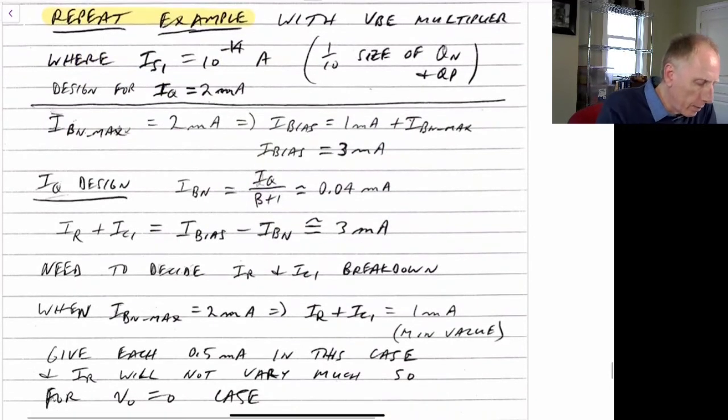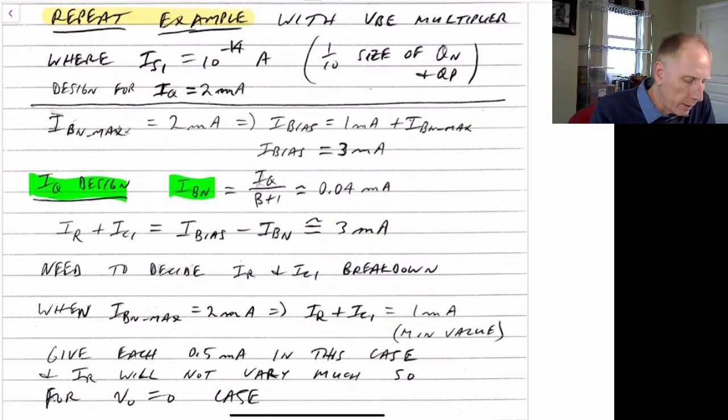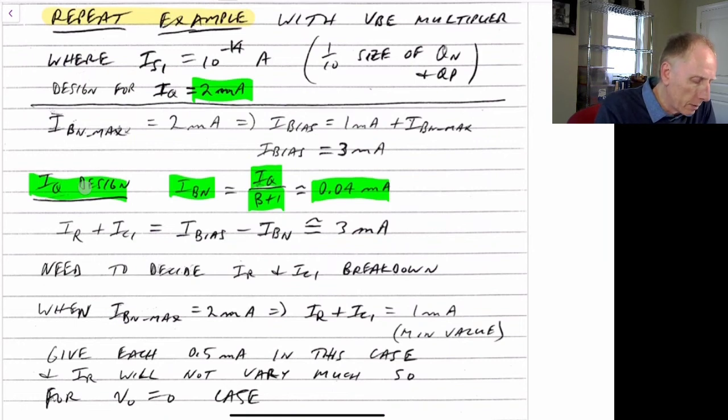To design the quiescent current part of it, we note that when our output voltage is 0, the base current is going to be the quiescent current, which is 2 milliamps, which we've decided, divided by beta plus 1, and beta is equal to 50, so it's approximately 0.04 milliamps.